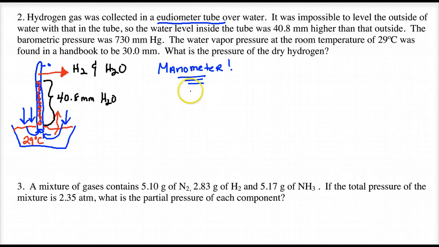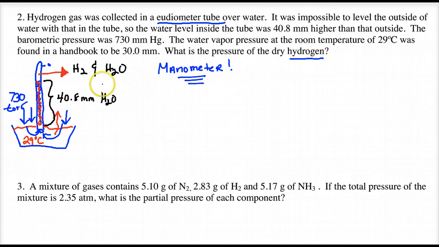So what the question states is, if the barometric pressure outside pushing down was 730 millimeters of mercury, which is the same thing as torr, and knowing the vapor pressure from a handbook, the red mark here, is 30.0 millimeters of mercury, what's the pressure of just the hydrogen in this area right here?